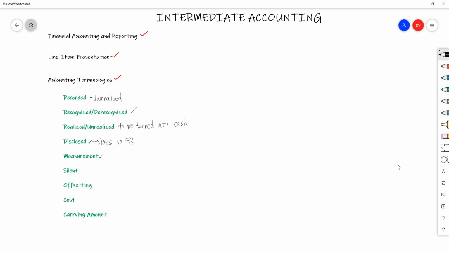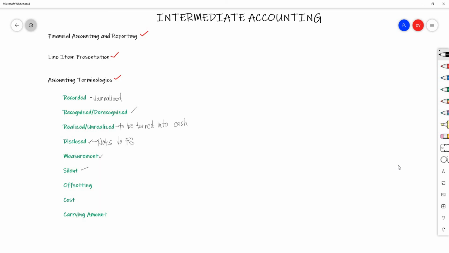Okay? Next, silent. When you say silent, there is no statement that proves or disproves anything. So when we say silent, the problem does not indicate anything. If the problem is silent, meaning the problem does not say anything. So what is the importance of silent problems? Because we have what we call initial assumptions in recognizing financial statement.